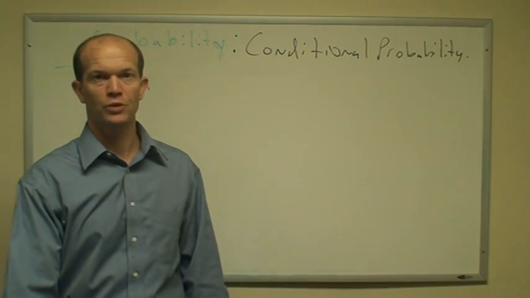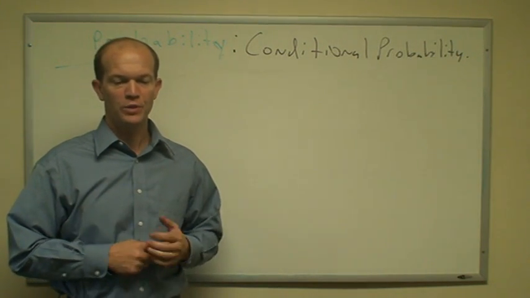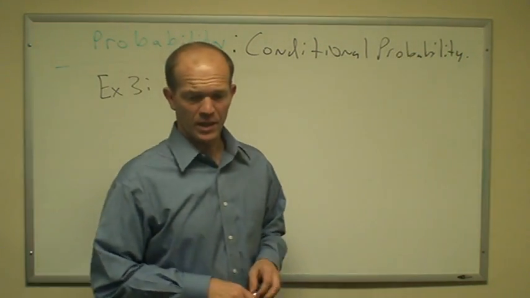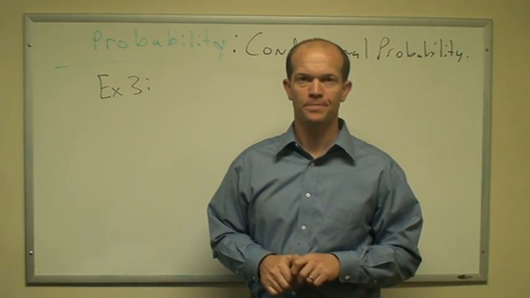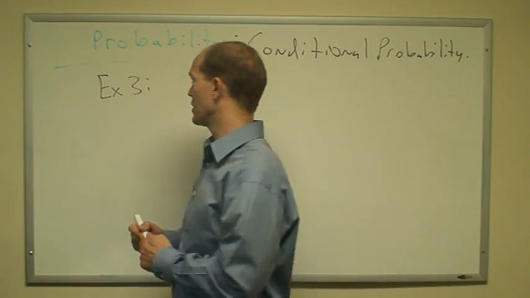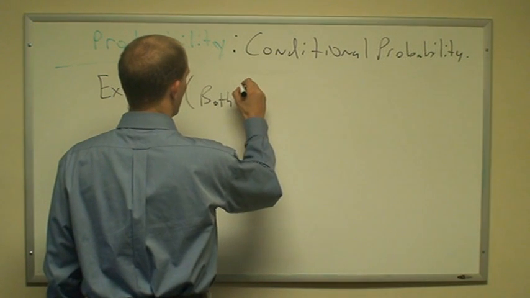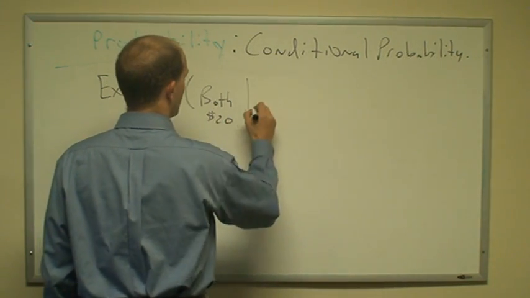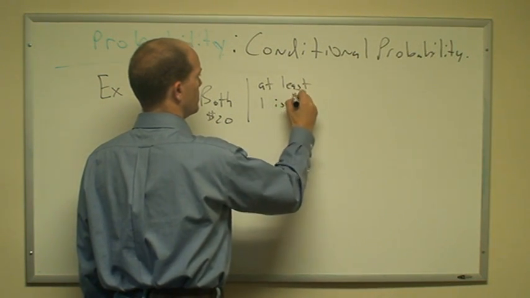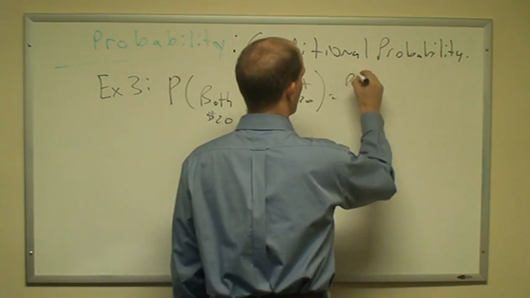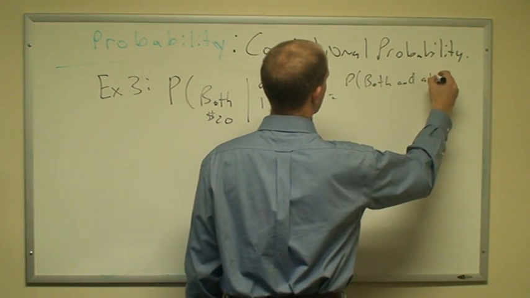In example 3, you're told a hat contains 3 bills, a $1, $5, and $20 bill. 2 bills are to be selected at random with replacement. Let's find the probability that both bills are $20 if at least one of the selected bills is a $20 bill. Well, this is another conditional probability. We're asked to find the probability that both are $20 bills given that at least one is a $20 bill. So just the probability that both of them are 20 and at least one.